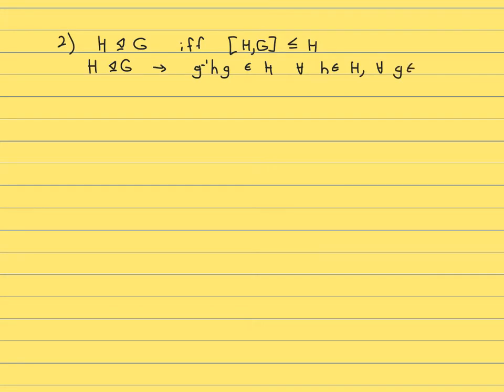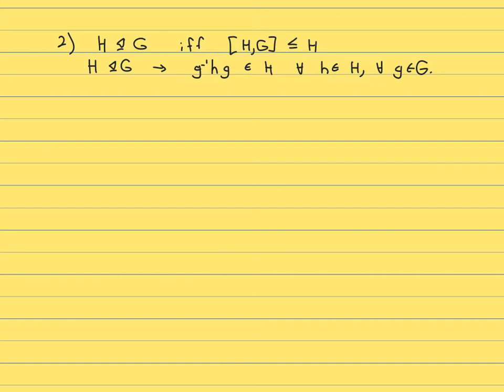The next one is that H is a normal subgroup of G if and only if the commutator subgroup of H with G is a subgroup of H. Well, let's think about this one carefully. What happens when H is normal in G? That tells you that g inverse h g is in H for all h and all g. We'll come back to that thought though.